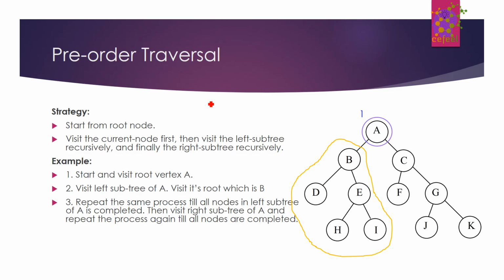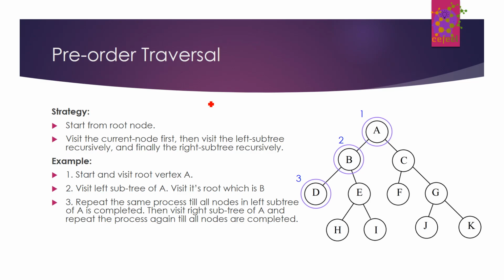When we are covering the left subtree, we again have to visit its root node first, which means we cover B. Now we have to cover B's left child or left subtree, which is D in our case, and this is where our left search ends, because D does not have a left child or a right child, and we'll return back to B. And once we return back to B, now B's left tree is complete.